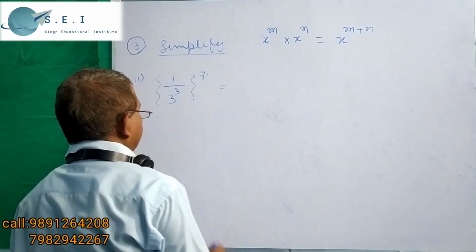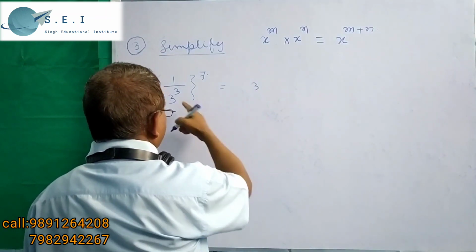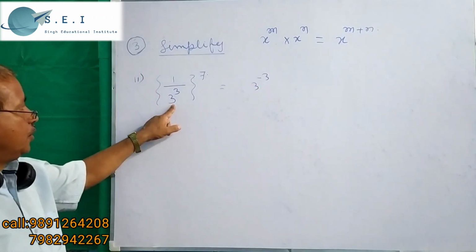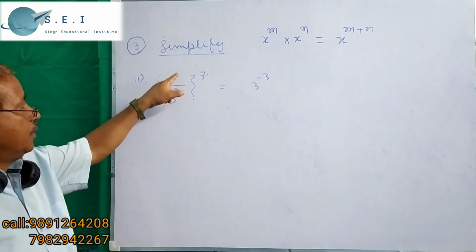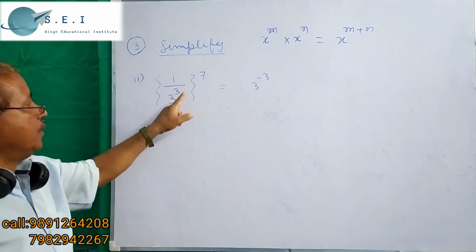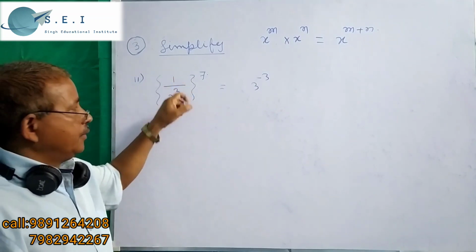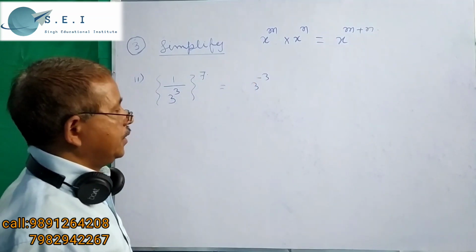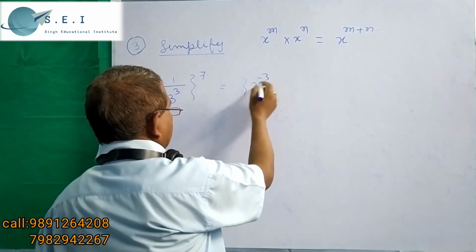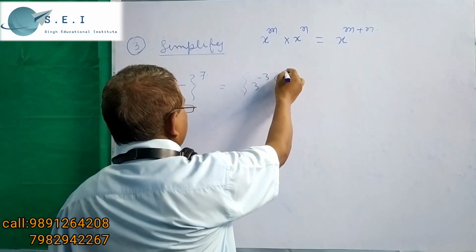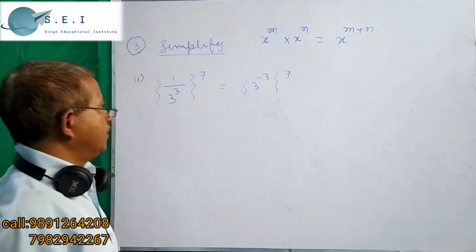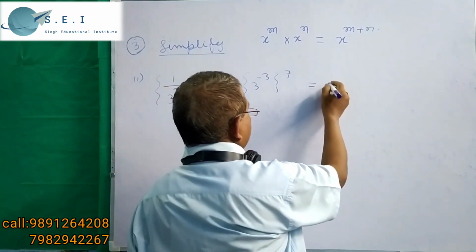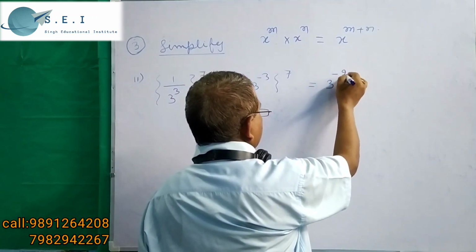This can be written as 3 to the power negative 3 at the numerator. When this 3 to the power 3 is shifted to the numerator, the power becomes negative. So here 3 to the power 3 becomes 3 to the power negative 3 at the place of numerator, and now we can write it as 3 to the power negative 3 multiplied by 7. So this may be written as 3 to the power negative 21.